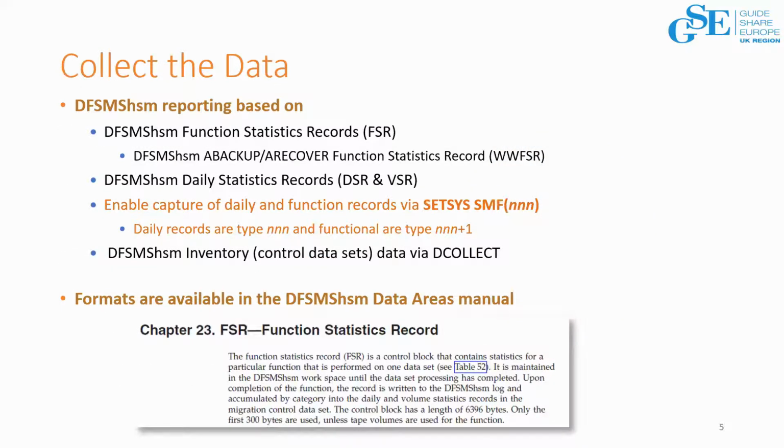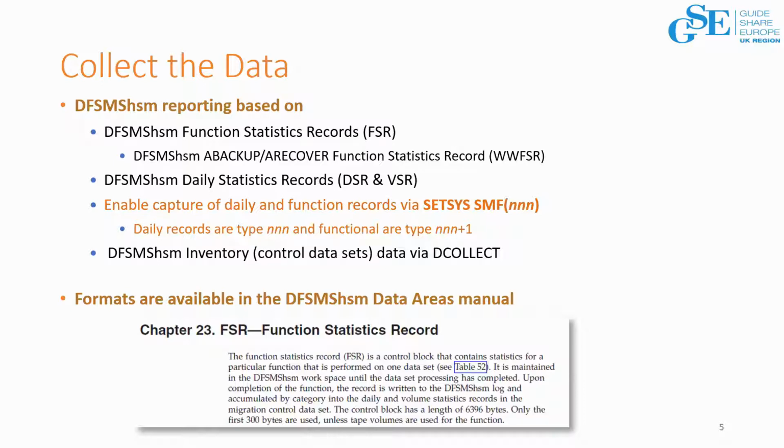So as I mentioned, HSM collects data that you can use to identify areas where you can benefit from change. HSM captures important information about its processing in SMF records, such as FSRs, DSRs, and VSRs. Now, the FSRs are function statistics records, and they provide information about each function that HSM executes. And there is one FSR for each request processed by HSM.